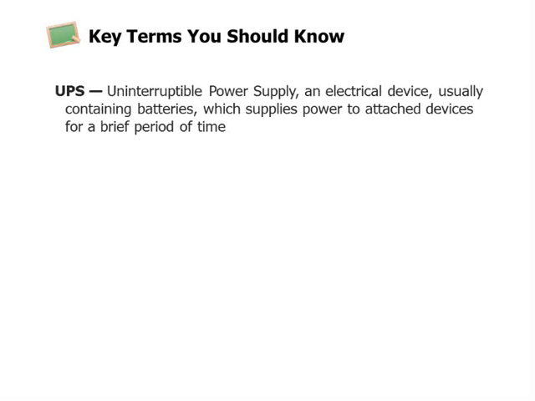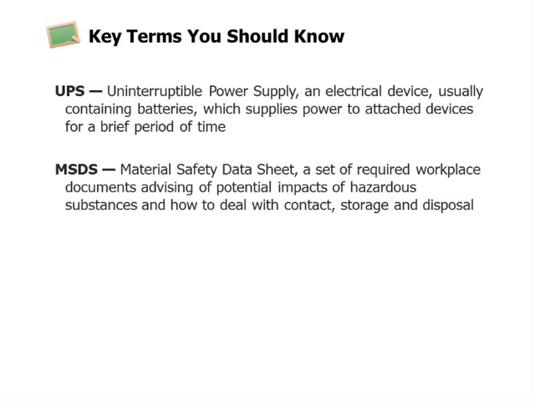Next, you have UPS, which is not talking about United Parcel Service, but rather uninterruptible power supply. And this is an electrical device usually containing some type of batteries which supplies power to attached devices for some brief period of time. Remember, we also talked about generators, which is another form of essentially backup power. And then we have the MSDS, Material Safety Data Sheet, a set of required workplace documents advising potential impacts of hazardous substances and how to deal with contact, storage, and disposal.